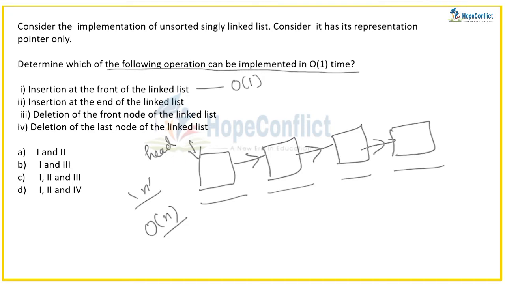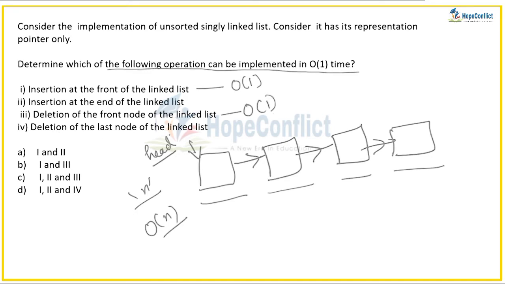Next we have the deletion of the front node of the linked list. For the front node, it is also going to take order of one time, because we already have the head pointer that is pointing to the front node. So we can simply delete the node to which head is pointing, and just make the node next to that one the head, right? So the time complexity for this one is going to be order of 1.